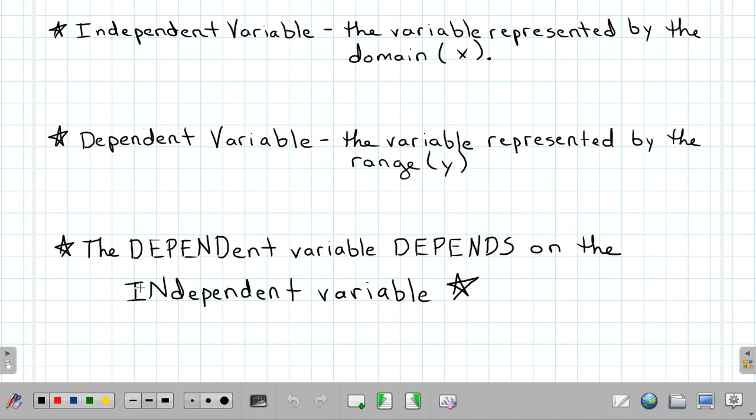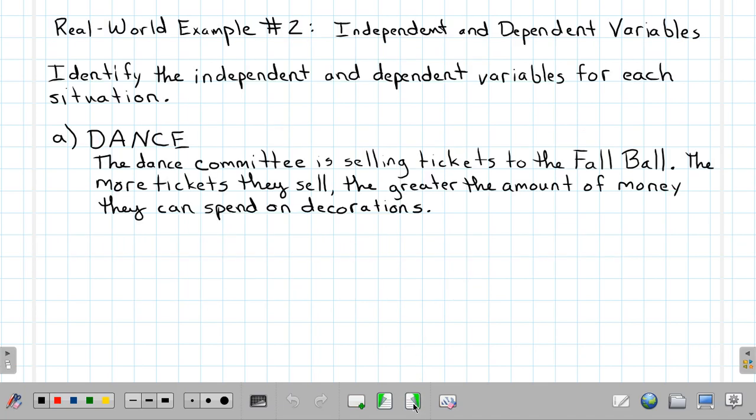And the reason I capitalized "in" here is that prefix on a word means not. So if it's independent, it's not dependent. So think of it this way: the dependent variable depends on the independent variable, something that's not dependent. And if you keep that in mind and use this word "depends", that will help you in all the questions that you have to do with independent and dependent variables.